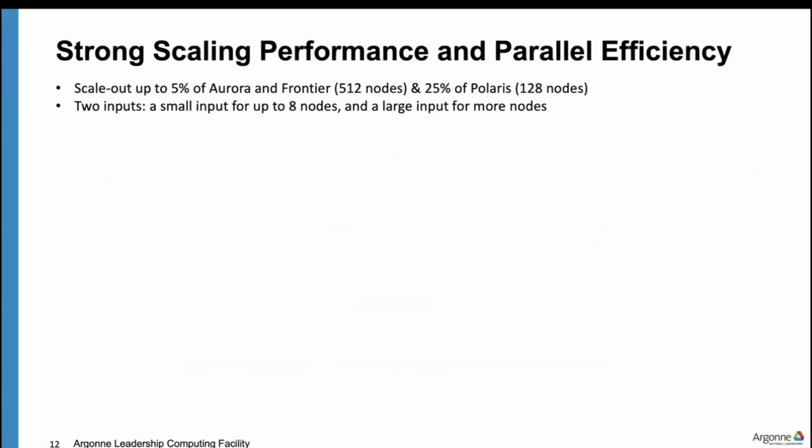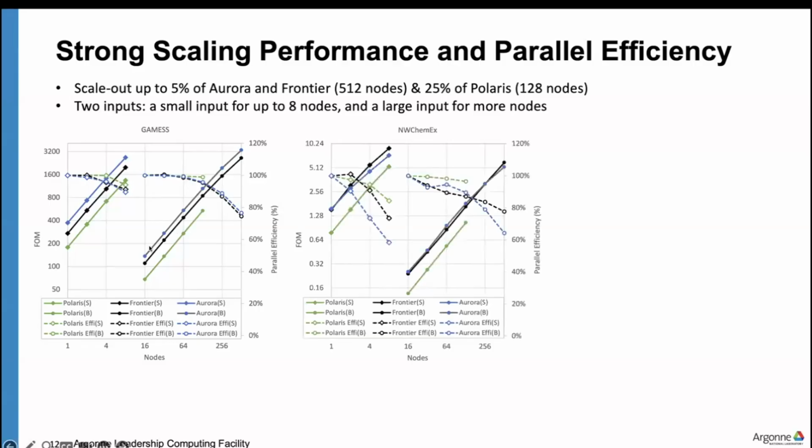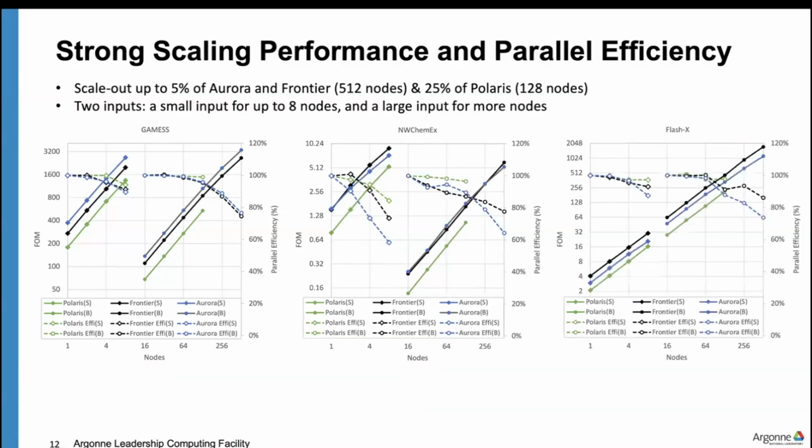And then with the GAMESS application and the NWChemEx application, we did a strong scaling test with the same number of nodes. Again, we used two different inputs: a small input for up to 8 nodes and a large input for more nodes. So here you can see some discontinuity, right? So we have the small and large node cases with GAMESS, NWChemEx, and FlashX. Do you remember what happened with FlashX with the weak scaling? The efficiency drop is pretty similar to each other, right?